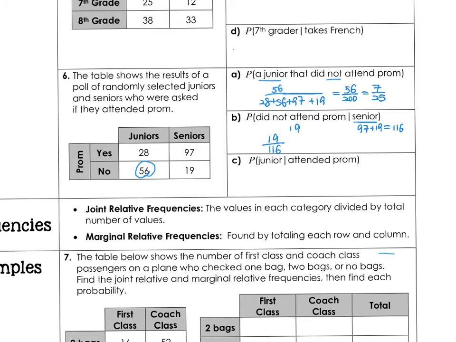And then I'm asked to calculate the probability of a junior amongst those who attended prom. So again, this happens first. For those who attended prom, that's 28 plus 97, that's 125. And the juniors who went were 28 kids only. So it's 28 over 125.